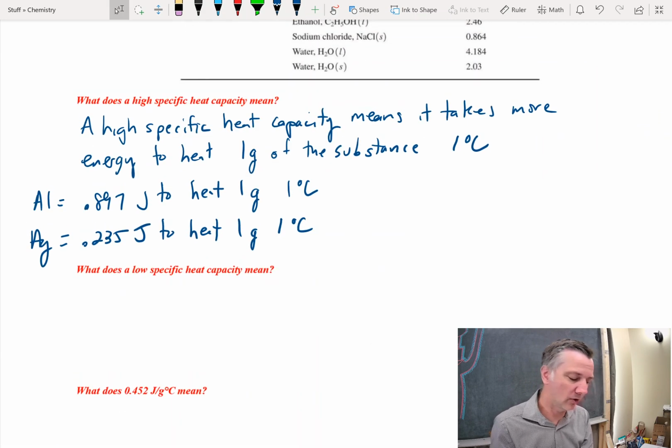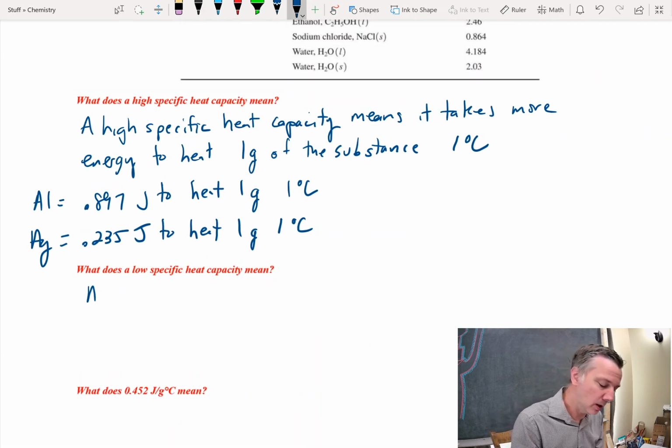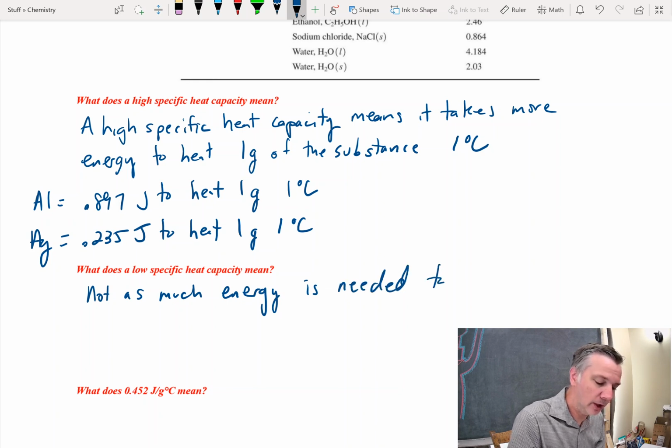So what does a low specific heat capacity mean? Not as much energy is needed to heat the substance.